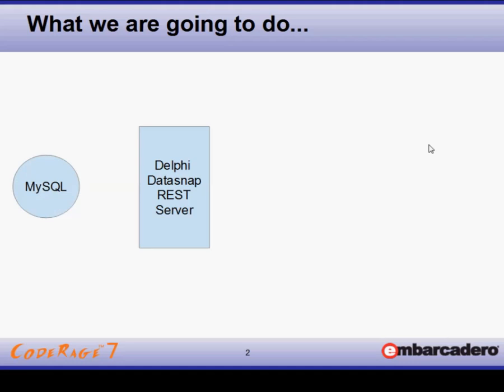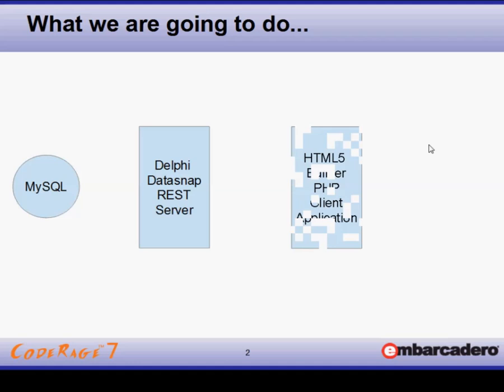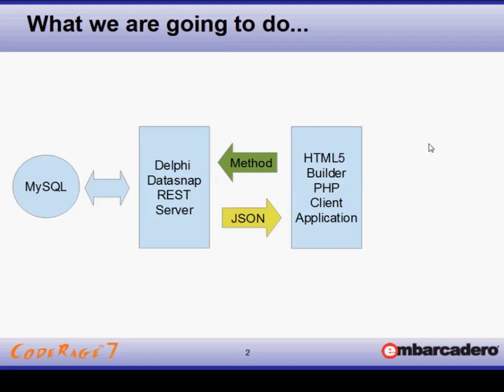And what we are basically going to do is create a Delphi DataSnap REST server, and we'll have a MySQL database at the back. After that, we are going to create an HTML5 Builder application, and we'll be invoking a method on the Delphi REST server. The method will be fetching data from the MySQL server, and the data will be encoded in JSON and sent to the client, and the JSON data will then be encoded in an HTML grid. So let's start coding.